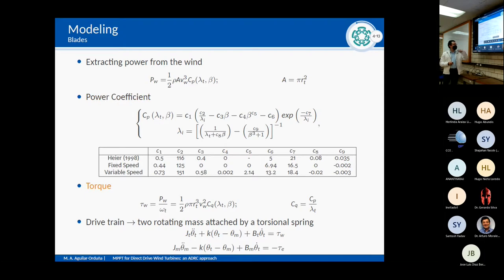The torque is given by this equation, and we are modeling the drivetrain as two rotating masses attached by a torsional spring, simulating the stiffness of the rotor shaft.